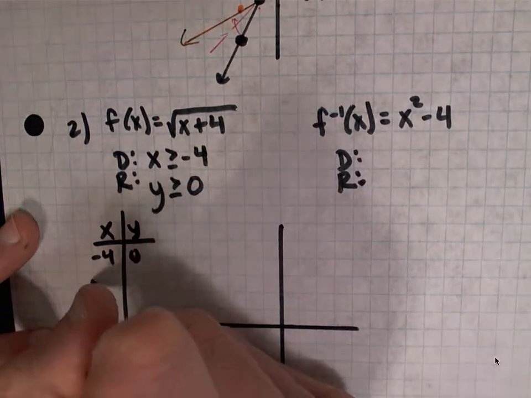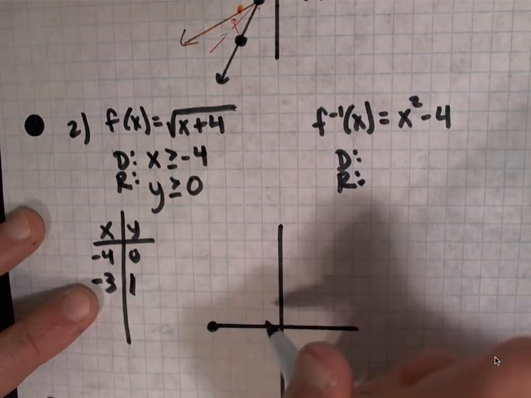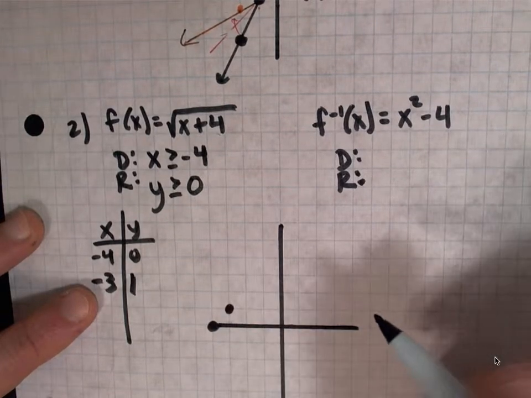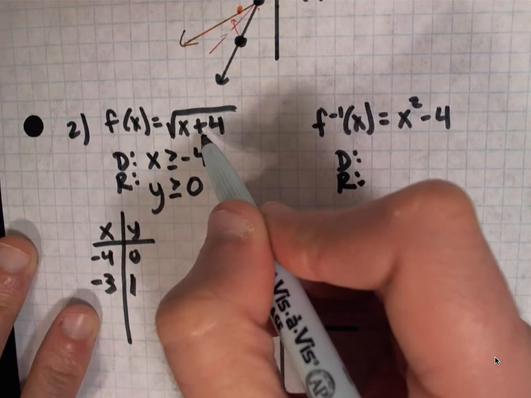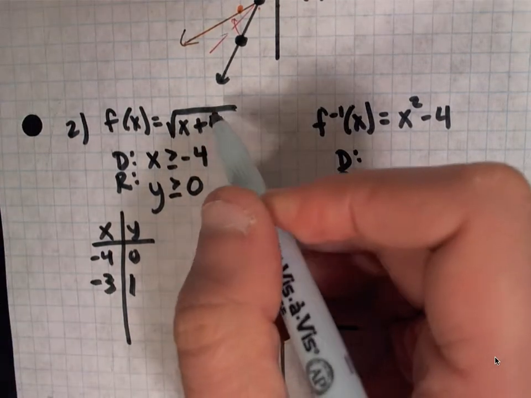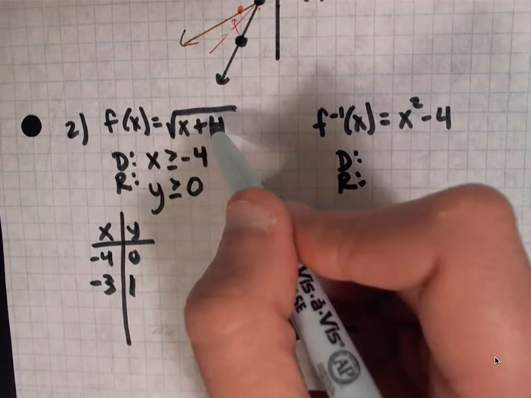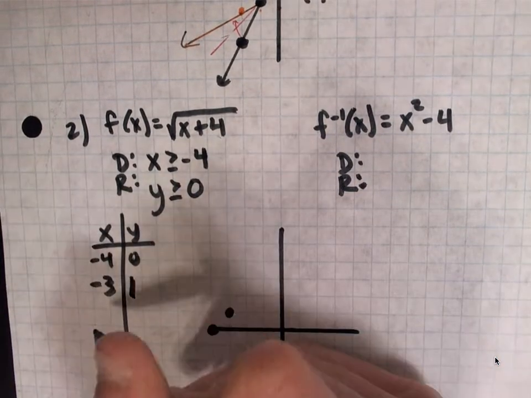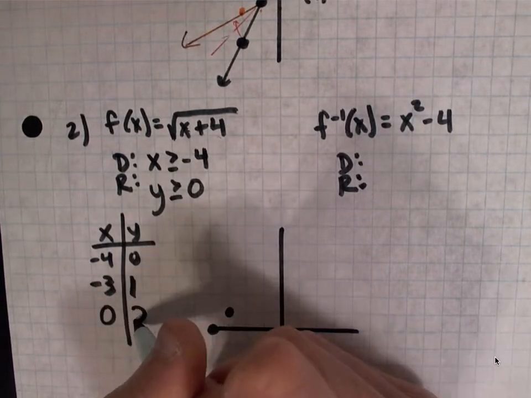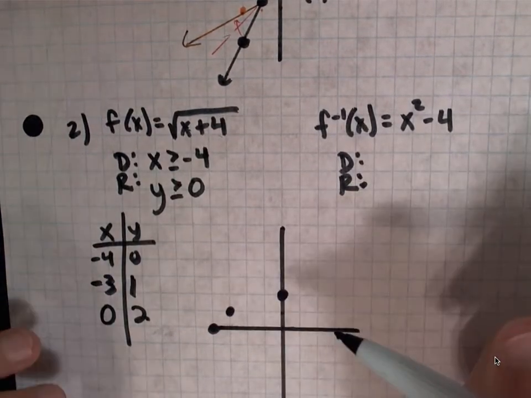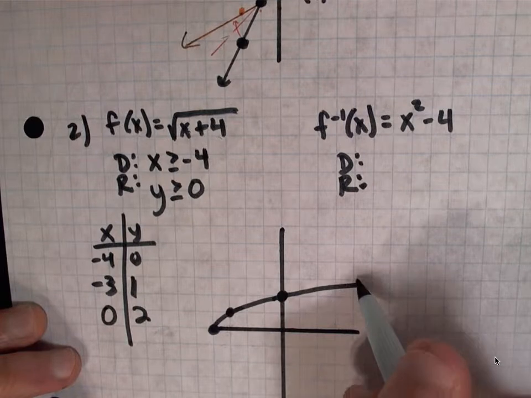Let's try negative 3. If x is negative 3, plus 4 is 1. Square root of 1 is 1. So negative 3 goes to 1. Let's see, what would give us a nice even one here? For example, if I was able to get the square root of 4, that would be nice. So let's say we have 0. If x is 0, we're going to get 4. Square root of 4 is going to give us 2. So 0 is going to go to 2. So something like that. It's going to curve up like this.